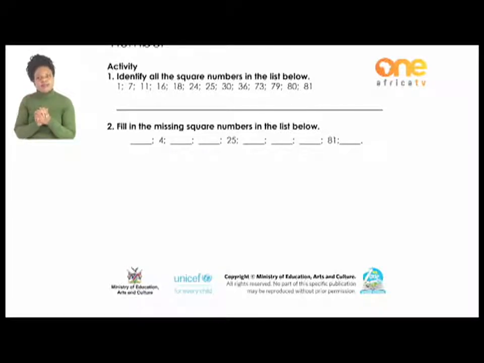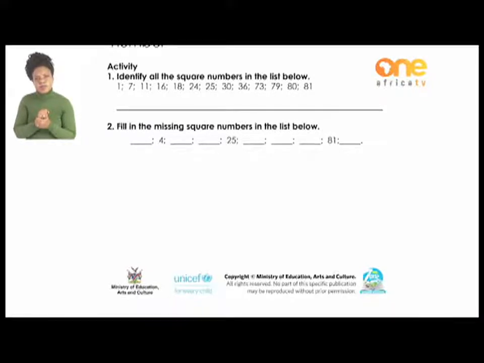So you are required to identify or just write down all the square numbers from that list. The second question is to fill in the missing square numbers in the list below. So there is a list there, there is a space, and there is 4, there is a space, there's 25, 3 spaces, and then there is 81 in the last space. You must write.